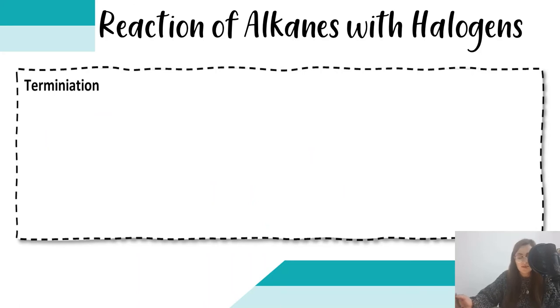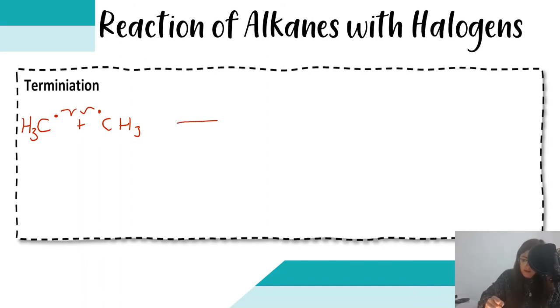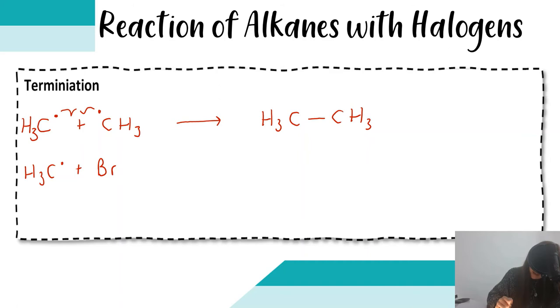Possible termination steps of this reaction would be if we had one of our methane radicals and it reacted with another methane radical. Those two electrons would form a new bond between the two carbons, and we would form a molecule of ethane. If we had a methane radical and a bromine radical reacting together, that would form a stable molecule of bromomethane.